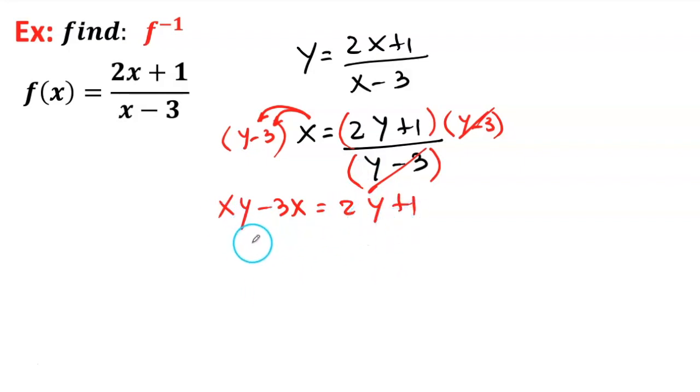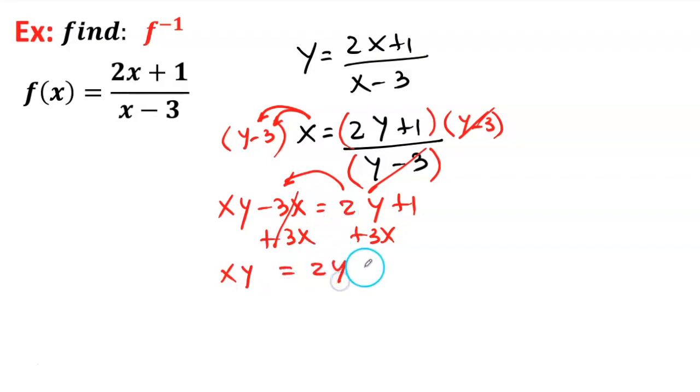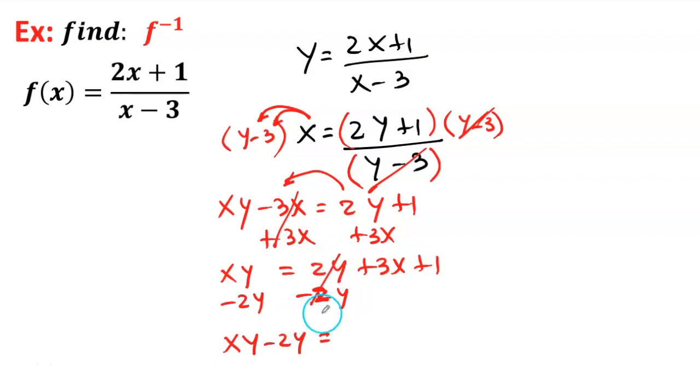But I see that I have two y's, and the idea is to have only one. So here's the trick. I bring this y to the left, and I bring the x to the other side. So let's get rid of this 3x. Plus 3x, plus 3x. So I have xy equals 2y plus 3x plus 1. This y to the other side. Minus 2y, minus 2y. And here I have xy minus 2y. 2y minus 2y cancels, equals 3x plus 1.